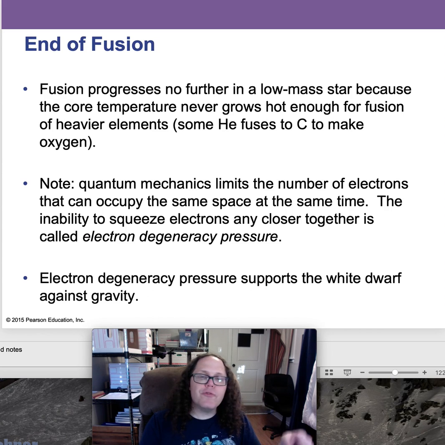Since there's no fusion in the white dwarf, there's no energy released that can hold up the weight of the star, so it keeps getting smaller and more compact and more dense until the electrons themselves start bumping into each other. When too many electrons occupy the same space at the same time, they produce an outward pressure that stops the white dwarf from further collapse. We call this electron degeneracy pressure. By the time electron degeneracy pressure is able to stop the collapse, the white dwarf is so dense, a piece the size of a marble would weigh as much as a car.